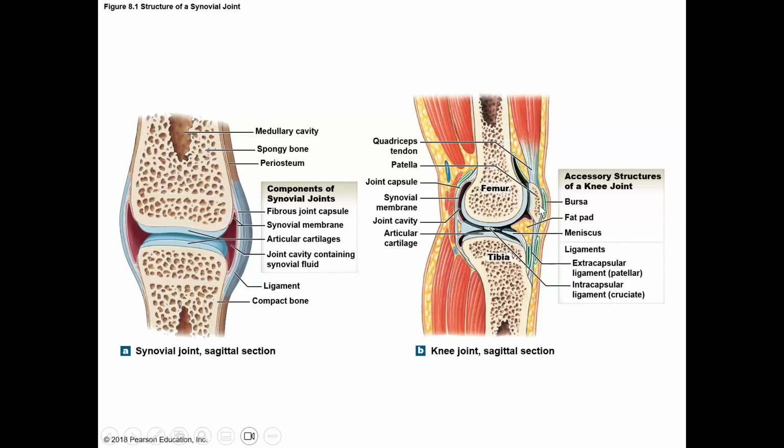Okay, and what you can see over here in the bone: medullary cavity in the middle, spongy bone out here, compact bone further out. And then what you're seeing over here is the components of the synovial joint. So you'll see a layer called the fibrous joint capsule, another layer that's synovial membrane. You'll see the articular cartilage. Okay. And then the joint cavity containing synovial fluid in here. So this would have fluid in here.